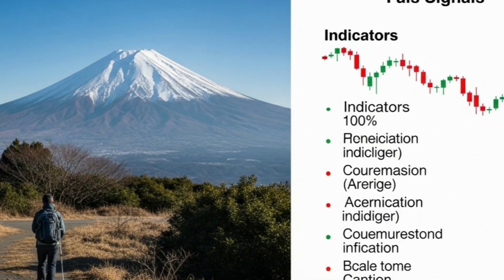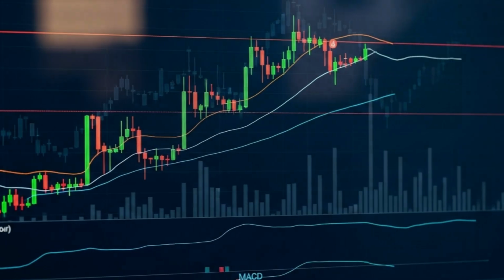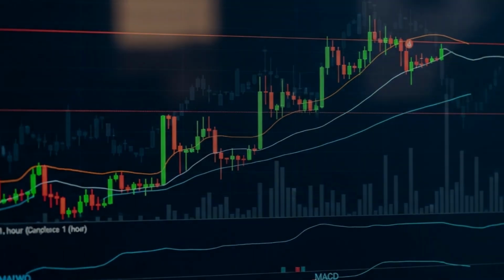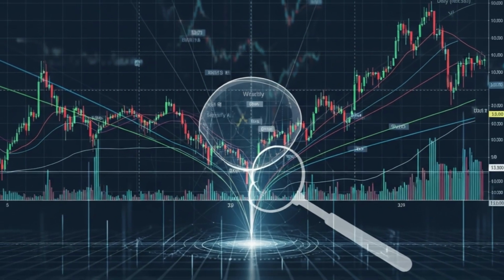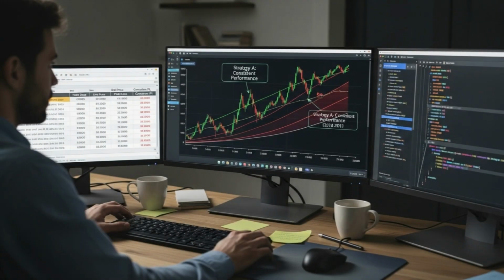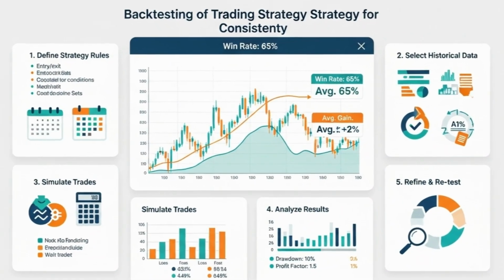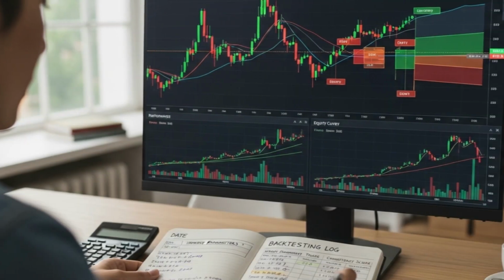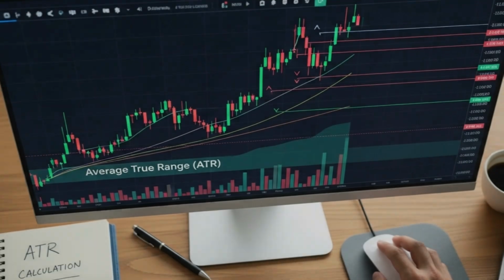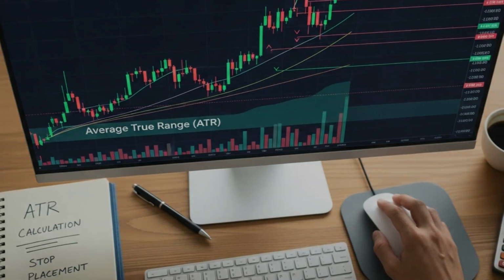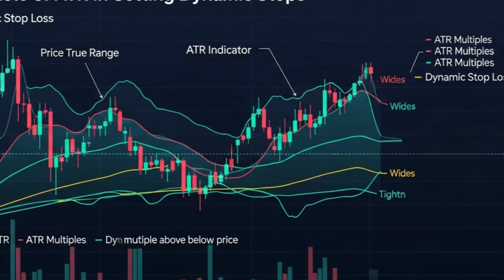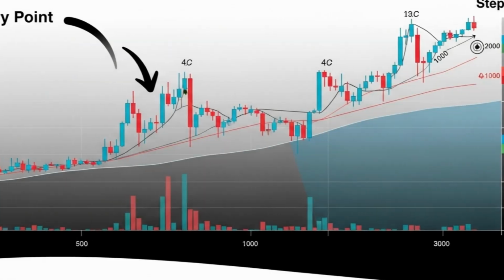Never risk more than 1 to 2% of your total account on a single trade. This protects you from emotional decision-making and long-term damage. Position sizing is what ties your technical setup to your account balance. For example, if your stop loss is 50 pips and you want to risk $100, you calculate the appropriate lot size to match that risk. This keeps your trading consistent and prevents large drawdowns.